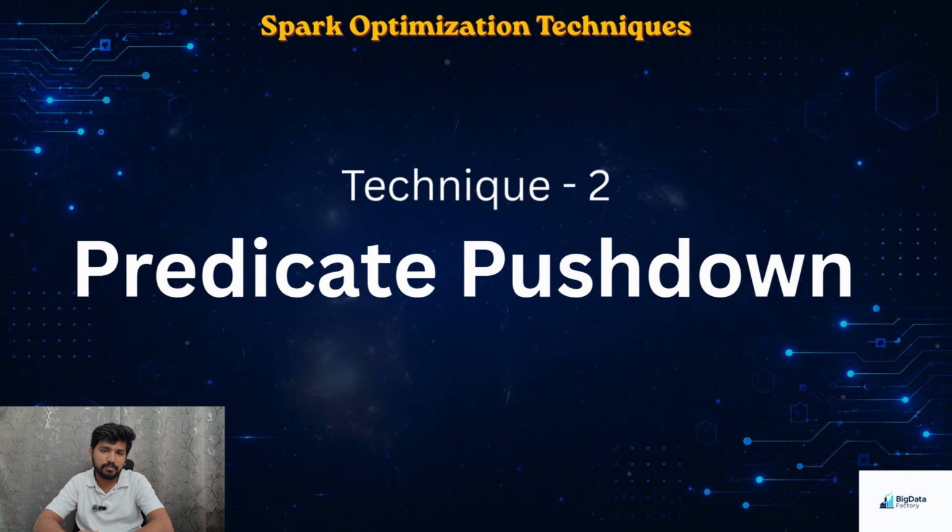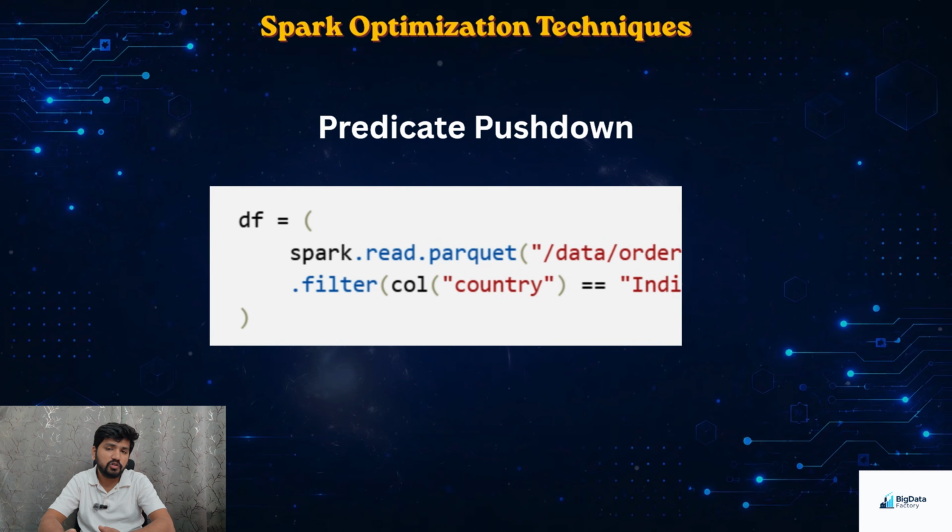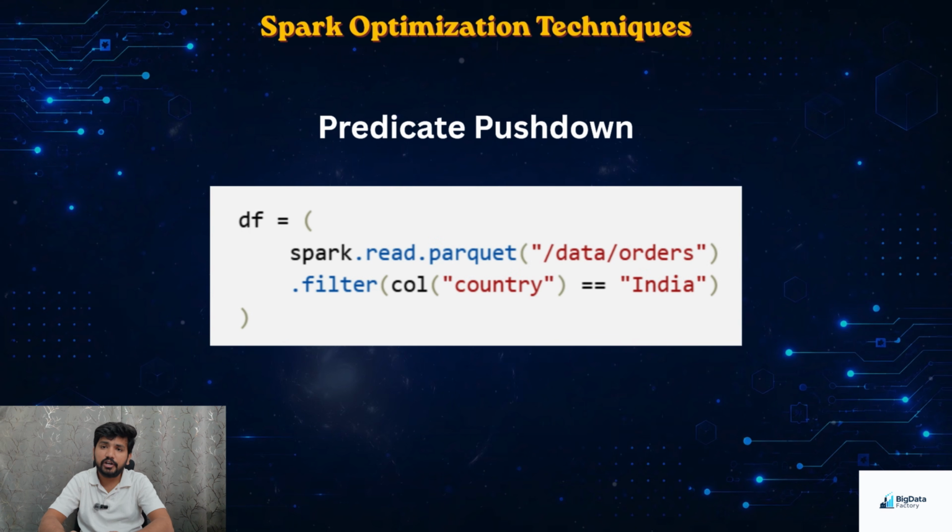That brings us to predicate pushdown. Predicate pushdown means Spark pushes the filtering condition down to the data source. Instead of reading all the data into Spark and filtering it afterward, the data source attempts to return only the data that matches the condition. If predicate pushdown is supported, the Parquet reader can use file metadata to skip rows that cannot contain India. This reduces disk input-output and the amount of data entering Spark.